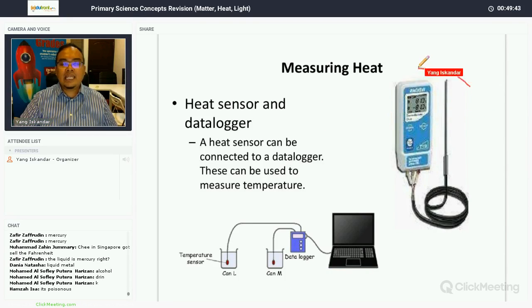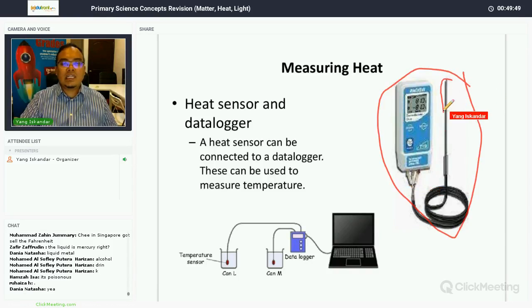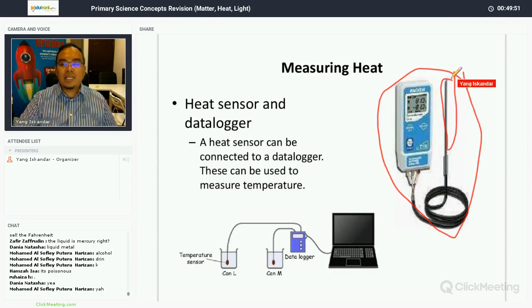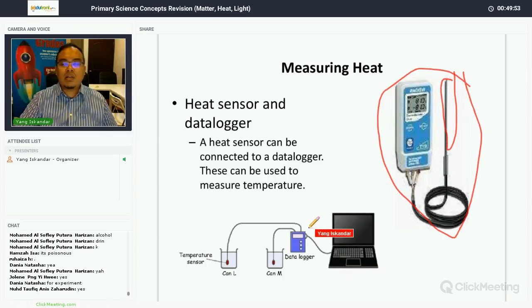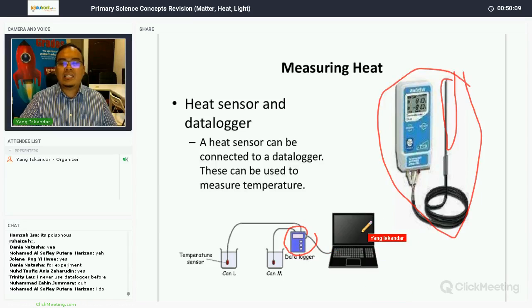These are examples of a heat sensor and data logger. I think some of you may have used the data logger in school. You can see this is the heat probe. When you want to measure the temperature of something, you just insert the sensor. Like this example here, this is captured data. You can either read the data from the data logger itself, or you can input it into a computer and analyze the data using software.